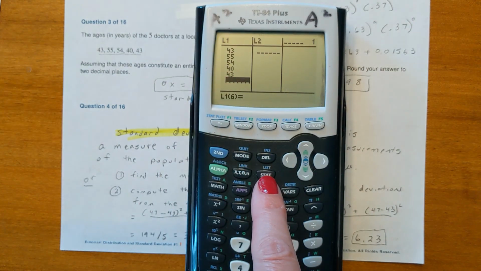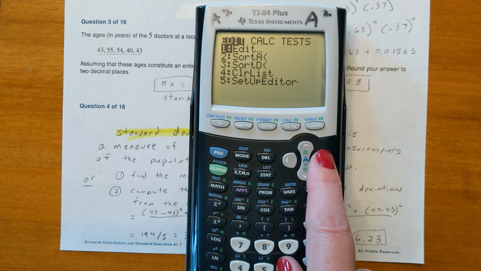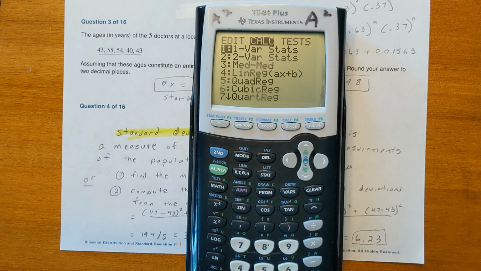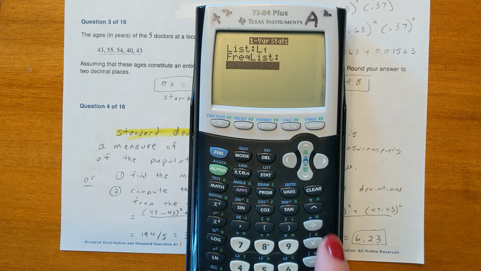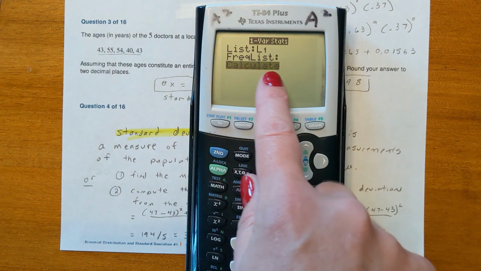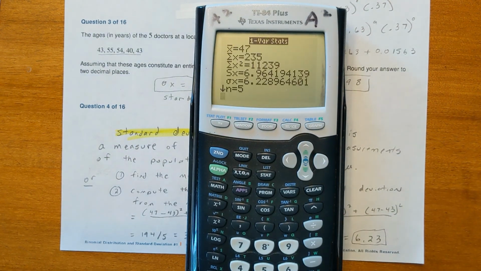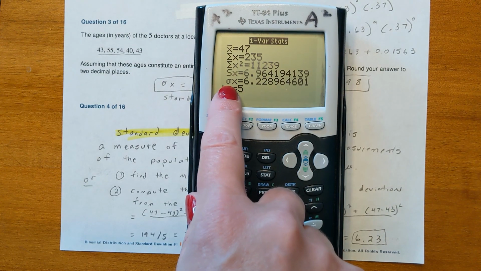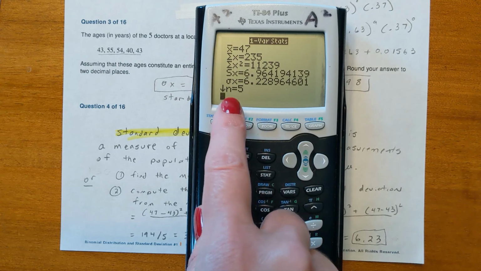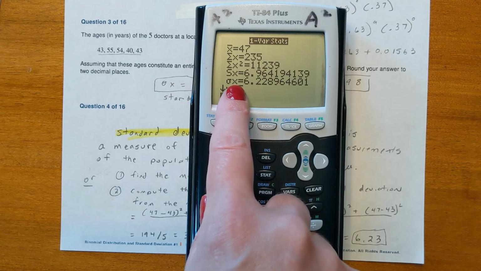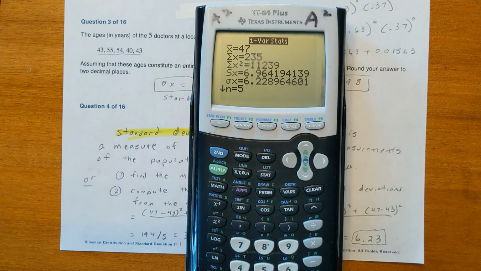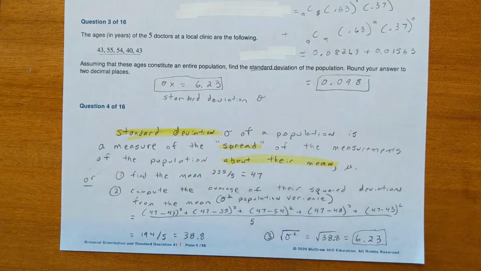All right, so I put them all in list 1. So I go back to the word stat now on the 2nd row, go over one menu to calculate, and it's the very first choice, one variable statistics. So I want list 1 to calculate. And so calculate. So you're looking for the sigma symbol, the o-looking thing with a little wave on top, that's sigma. So sigma x is 6.22896. So that is the standard deviation of it. And that's what they wanted to have, standard deviation.